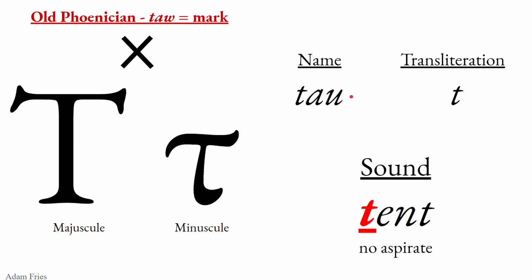Transliteration ta. Put your hand in front of your mouth again. Say tent. Don't let any air hit your hand, or don't let much air hit your hand. Little air can hit your hand. Once again, if you say ta and a lot of air hits your hand, you're making the theta sound. So this is a tent, no aspirate.